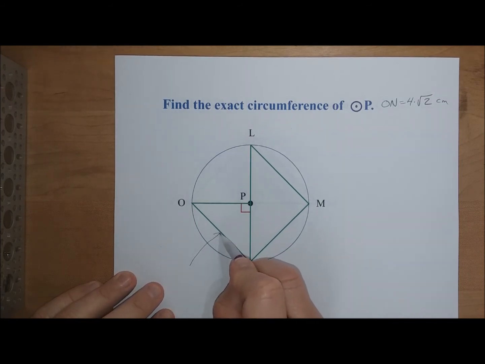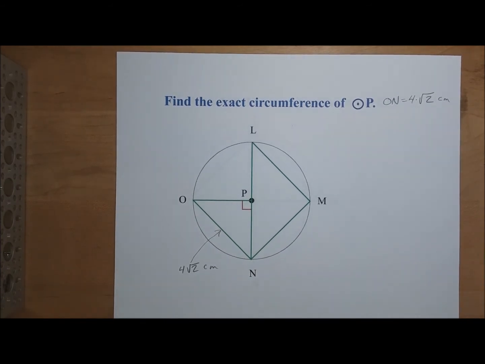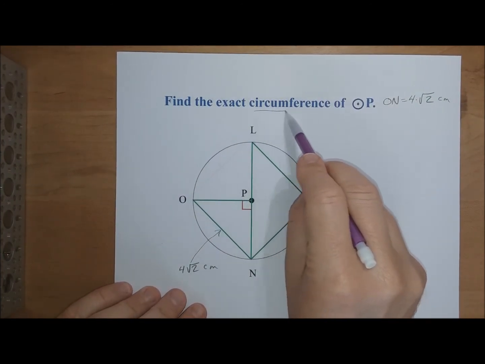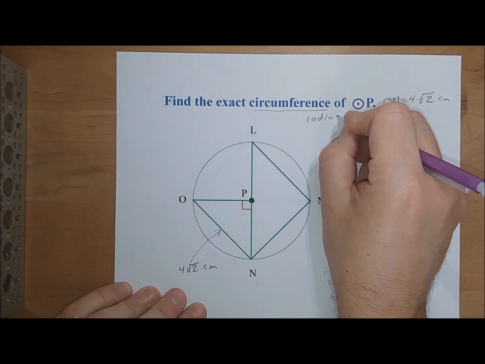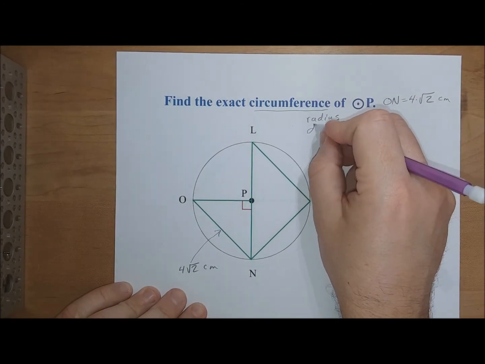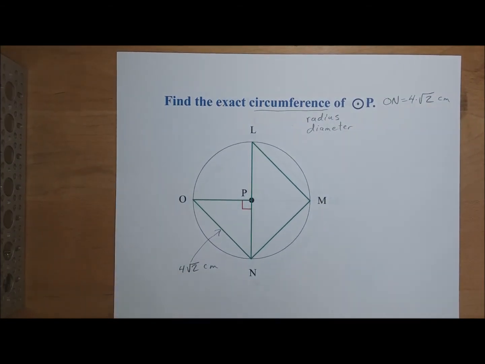So if this guy here, ON, is 4 square roots of 2 centimeters, how could I find the exact circumference of circle P? Well, if I'm looking for circumference, I need to know the radius or I need to know the diameter. I got to know one of those two things if I'm going to be able to find the circumference. Can I find radius or diameter from this information?